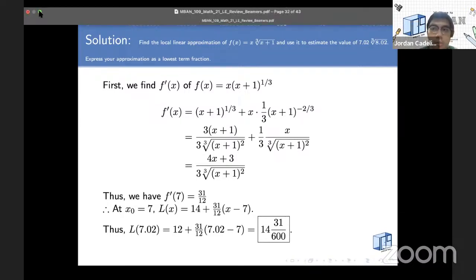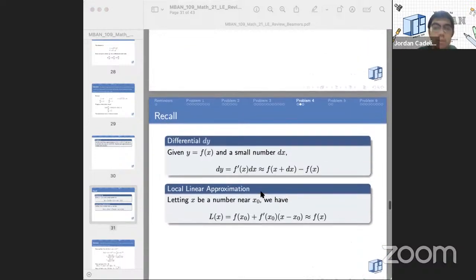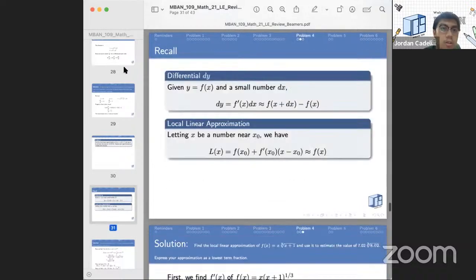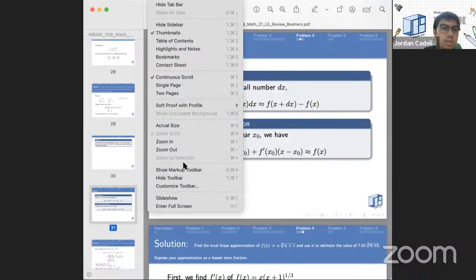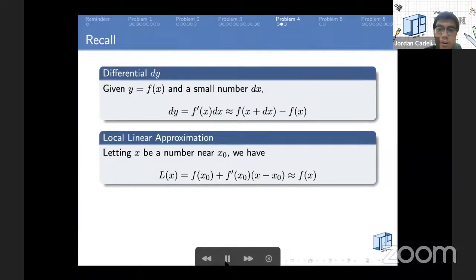So, let me check lang kung may questions. I think may dalawang nag-chat. So, okay. X minus X naught. Nalilito po ako sa difference between differential and local linear approximation. Okay. So, back ulit natin. Sige. Wait lang. Ay, sorry. Lagpasan ng konti. Okay. So, bale, for this portion, differential, ano lang yan?